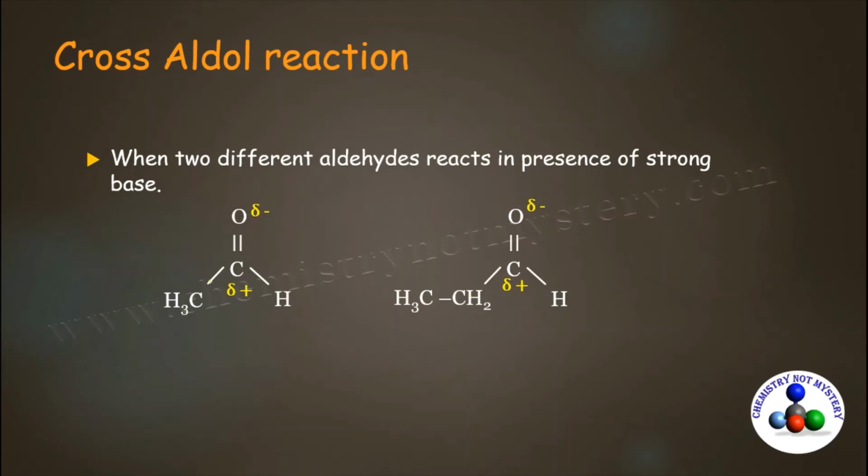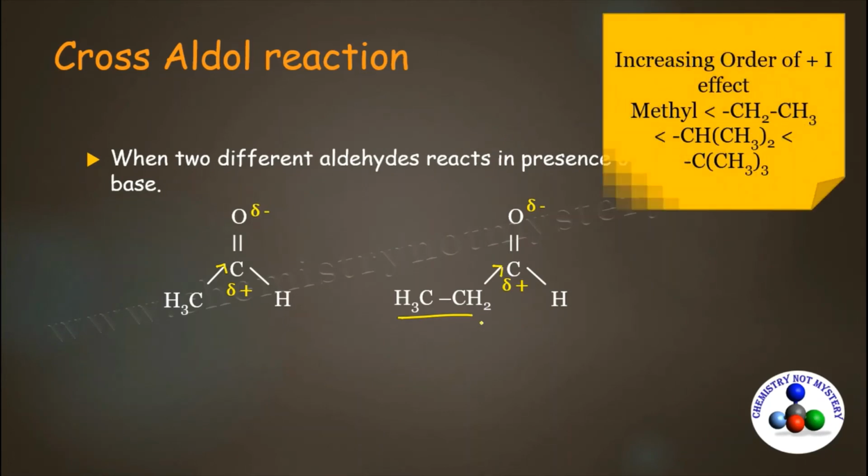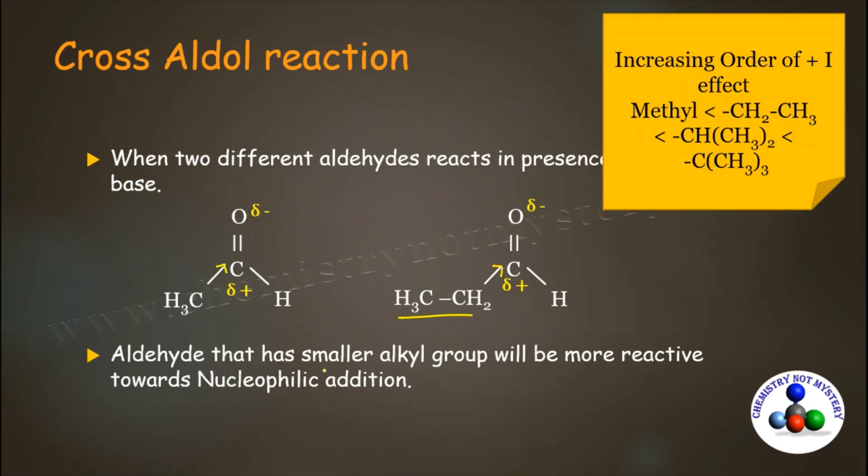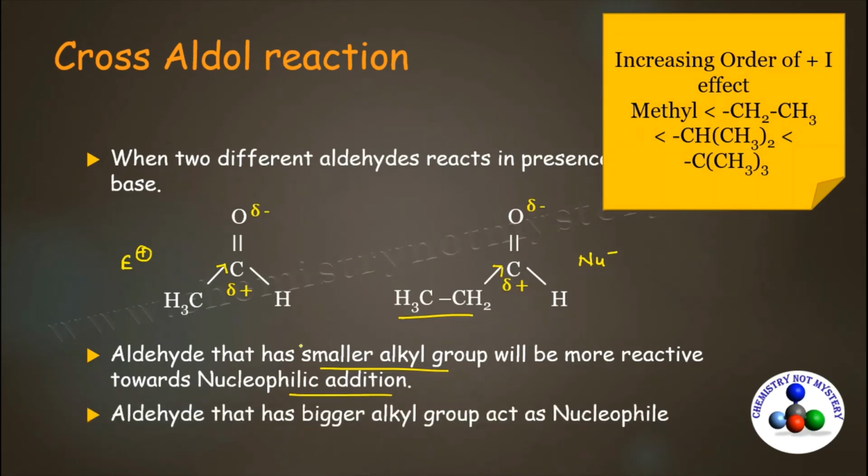In ethanol, the methyl group will donate electron density through plus I effect. In propanol, this ethyl group will donate electron density through plus I effect. So when you compare the plus I effect of ethyl and methyl, ethyl will have more plus I effect than methyl. So that's why the aldehyde that has a smaller alkyl group will be more reactive towards nucleophilic addition reaction. So this one will act as an electrophile and the other molecule that has the bigger alkyl group will serve as a nucleophile. Let's try to find out what would be the product if they both react together.